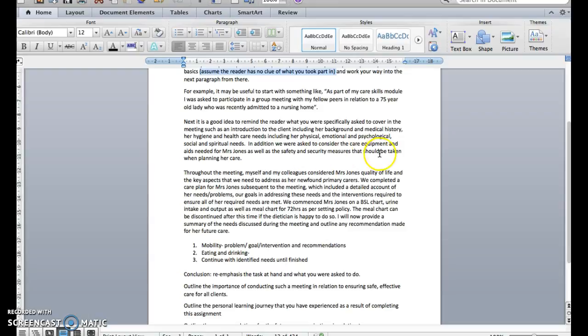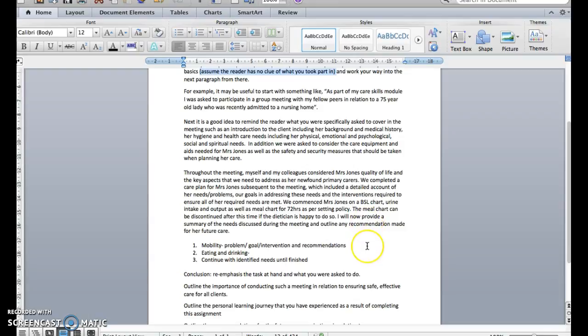Likewise, with the care equipment, specifically outline what care equipment she needs. So again, you're going to progress and establish that throughout the meeting, myself and my colleagues considered Mrs. Jones' quality of life and the key aspects that we need to address as her newfound primary carers. We completed a care plan for Mrs.